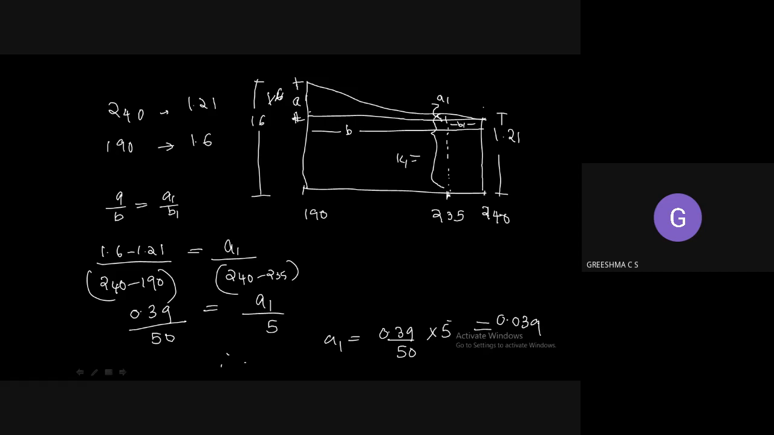So that is the A1 value. What is that value? That is A1. Okay, this A1 is equal to 0.039. But what we need to find out is K1, the whole length from here to here. Okay, so how will you find out the modification factor K1?